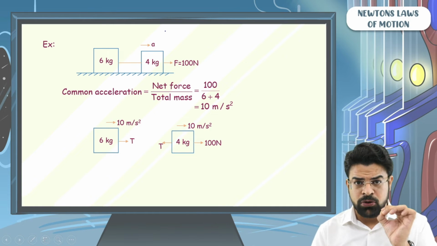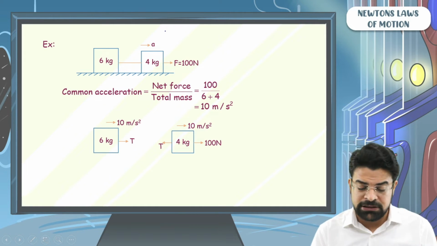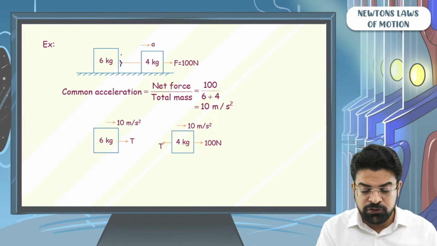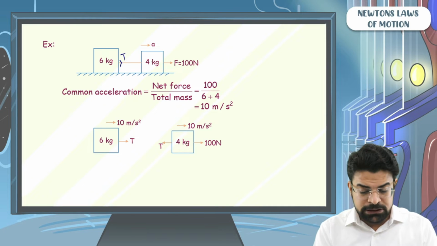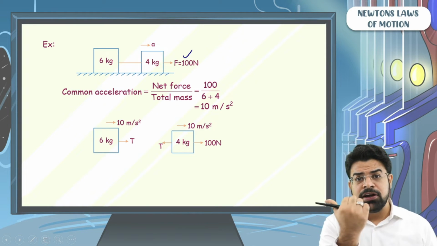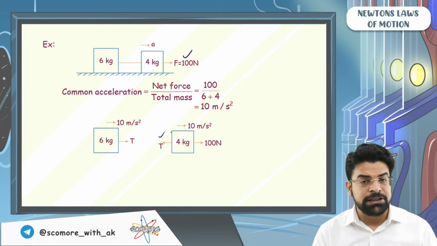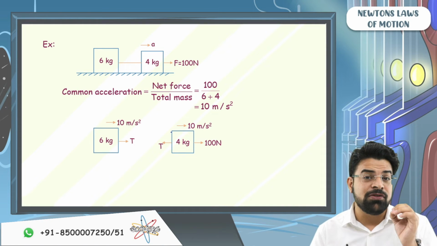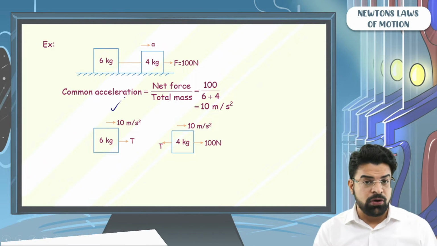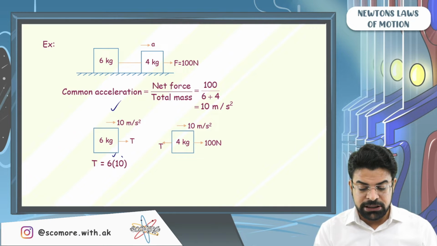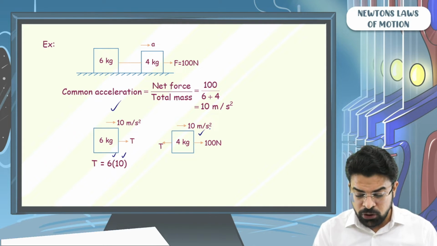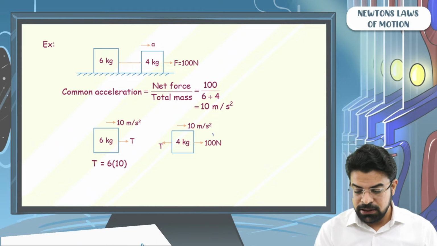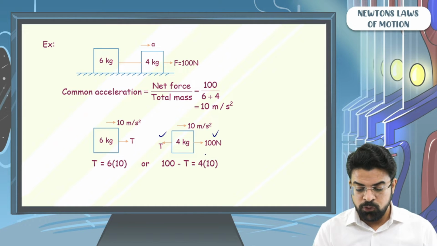On the 6 kg block, there is only one force in the horizontal direction that can provide this horizontal acceleration of 10 meter per second square. And that force is the force of tension by the string. On the 4 kg block, there is an external force of 100 Newton towards right, and let's say a string force T towards left. We will again make the equation, the net force in direction of acceleration equals mass into acceleration. So for the 6 kg block, I will say that T equals 6 into 10. And for this 4 kg block, I will say the net force in direction of acceleration, that is towards right, 100 minus T equals 4 into 10.